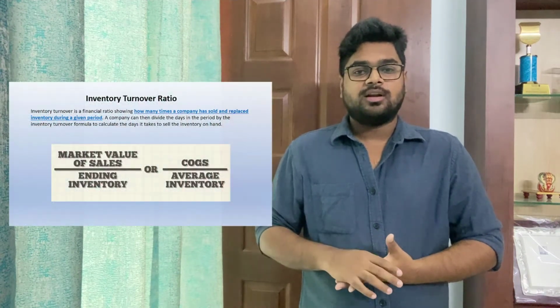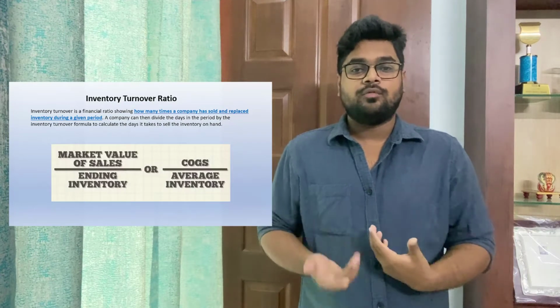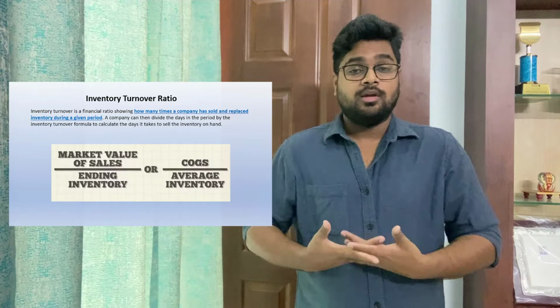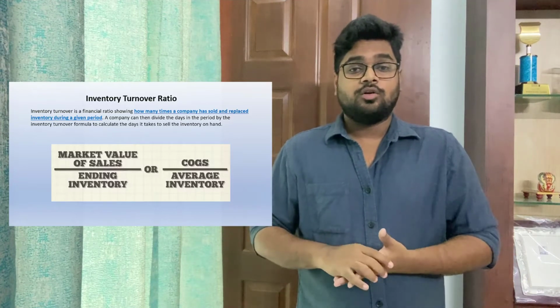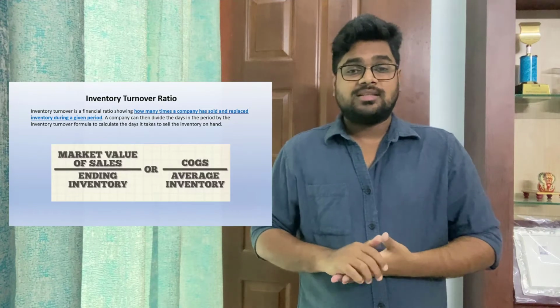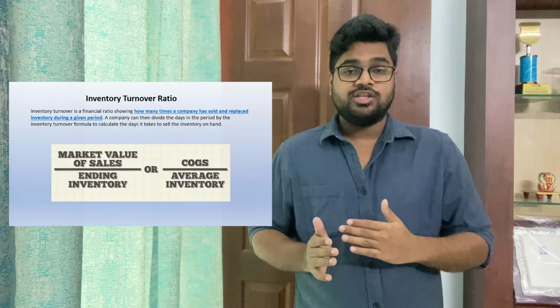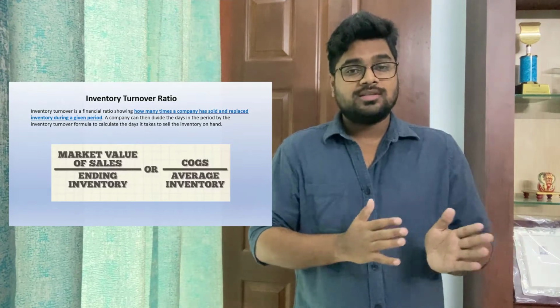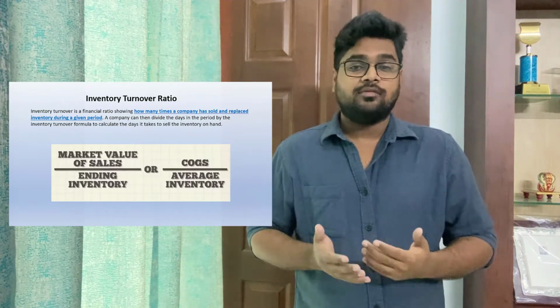The inventory turnover ratio is basically a financial ratio that tells you how many times the inventory of a company has been sold or replenished over a certain period of time. Now this inventory turnover is calculated by the formula sales over the average inventory over that certain period of time, or the cost of goods sold divided by the average inventory.